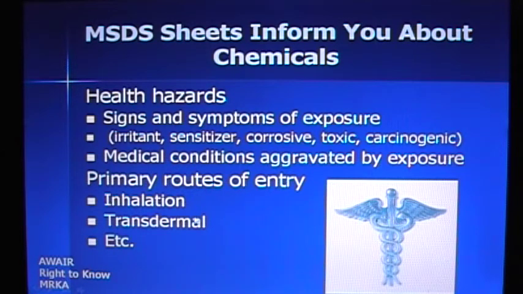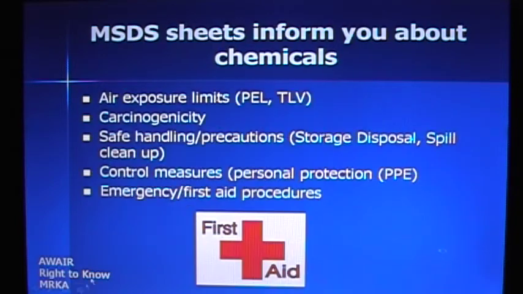Medical conditions aggravated by exposure. Asthma is a popular one. Like if my son is near any kind of pneumonia or cigarette smoke, he'll start to have an asthma attack. Primary routes of entry would be inhalation or transdermal through your skin. Any kind of air exposure is talked about on the MSDS, how apt it is to cause cancer, how to handle it, and how to get rid of it when you're done with it. Control measures, meaning use protective equipment, and again, first aid.